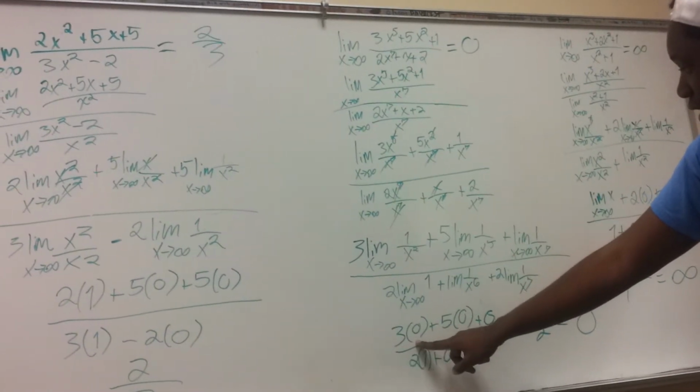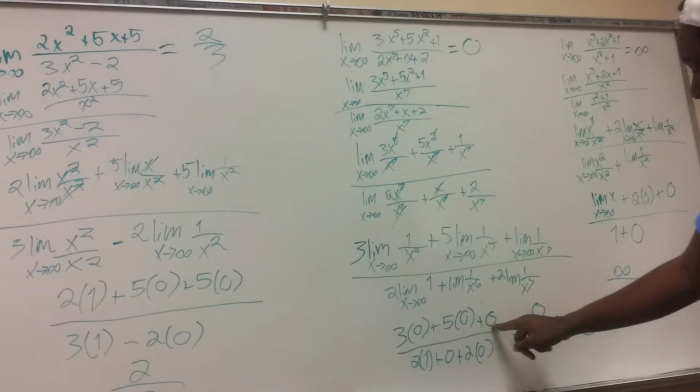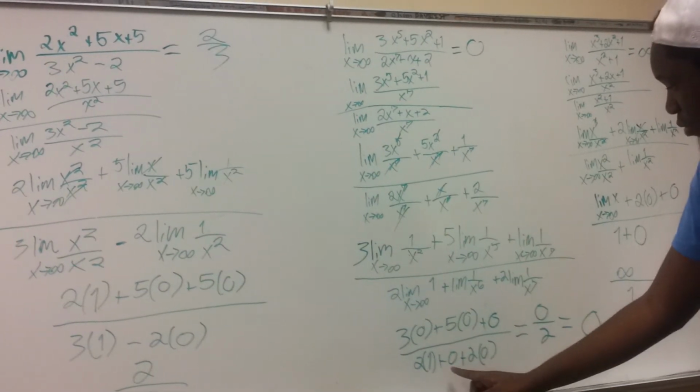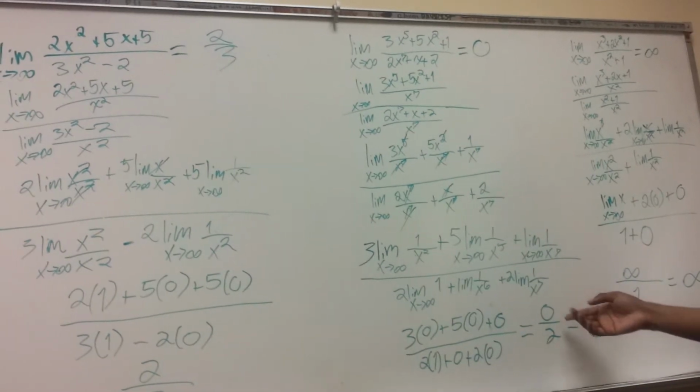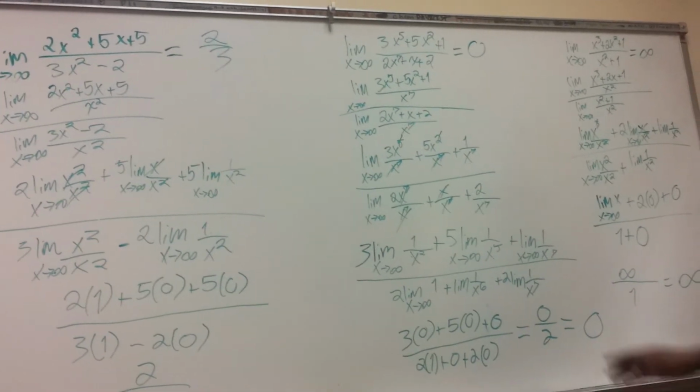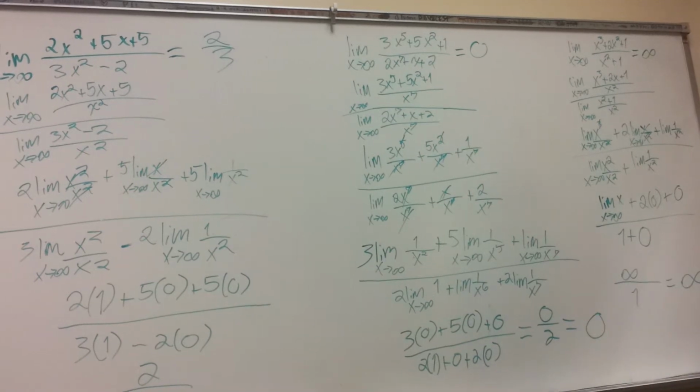So it would be 3 times 0, 5 times 0, plus 0, 2 times 1, plus 0, plus 2 times 0, and it would come out to 0 over 2. And then yet again, it comes out to 0.